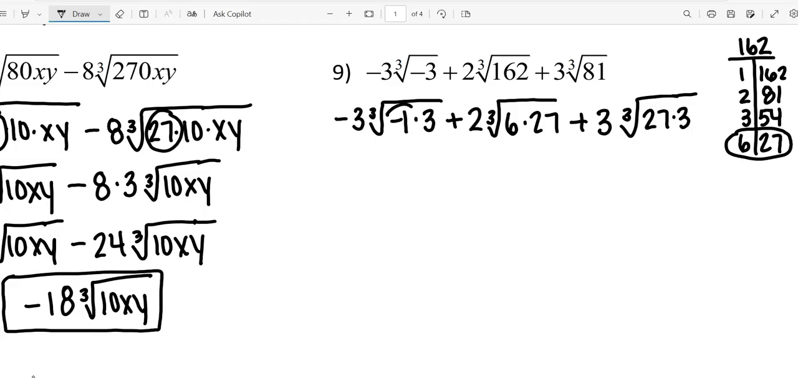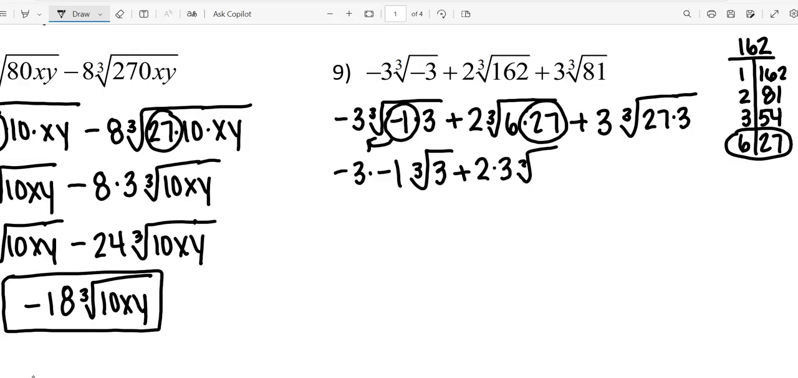So for the first one, I've got the cube root of negative 1, which is negative 1. Negative 1 times itself 3 times, so negative 1 times negative 1 times negative 1 is negative 1, so it's still negative. And then I've got the cube root of 3 plus 2 times what? 3, because that cube root of 27 is 3, and then that's cube root of 6 plus 3 times 3, because the cube root of 27 is 3, and then you've got the cube root of 3.